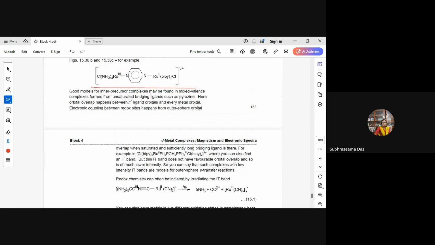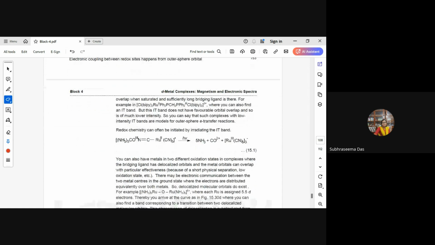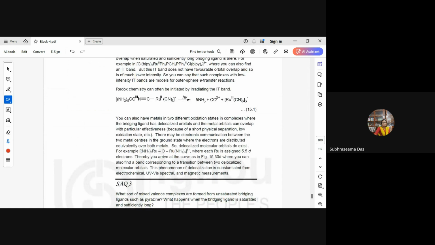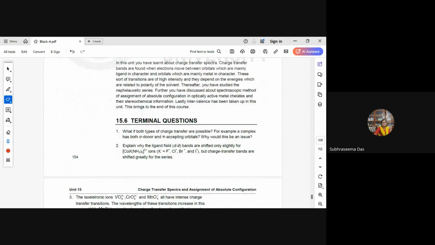Now molecules for inner sphere precursor complexes may be found in mixed valence complexes. Electronic coupling occurs between redox sites through outer sphere overlap. So IT, that is intervalence transfer, does not have favorable overlap, so it occurs at very low intensity. So these are very unpopular. However, this phenomenon still occurs in some cases.